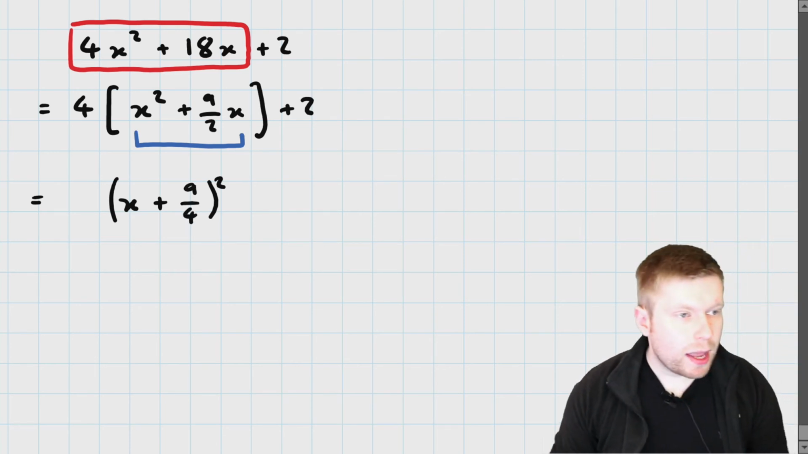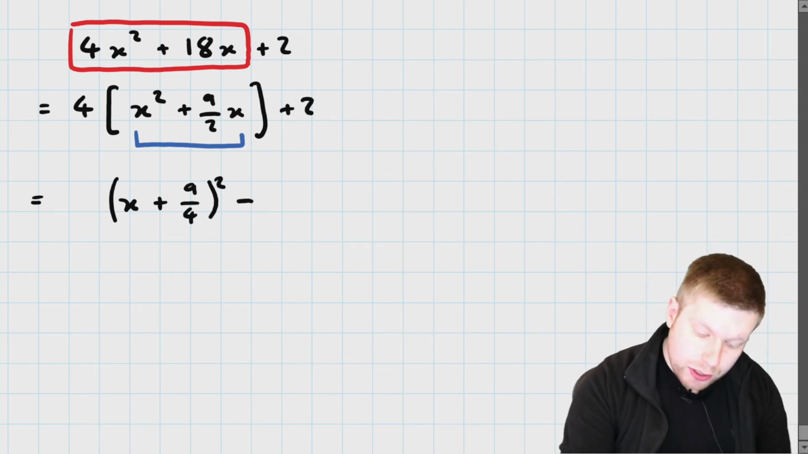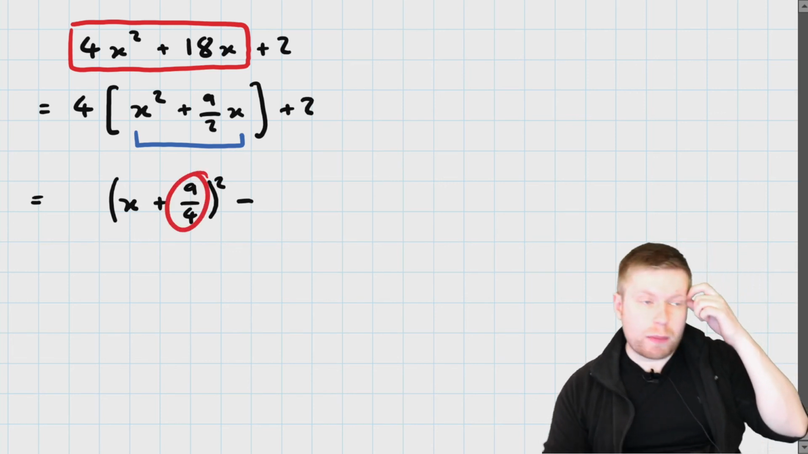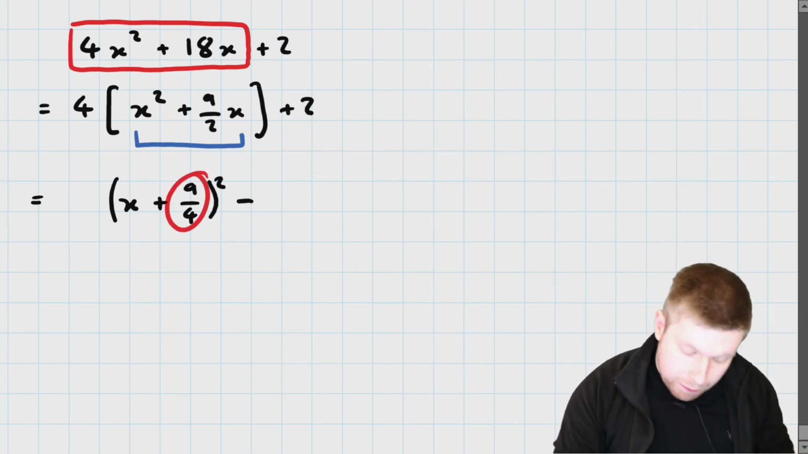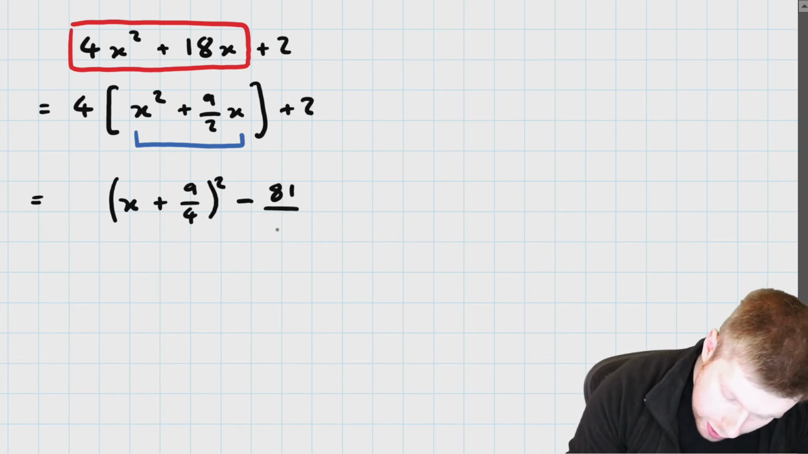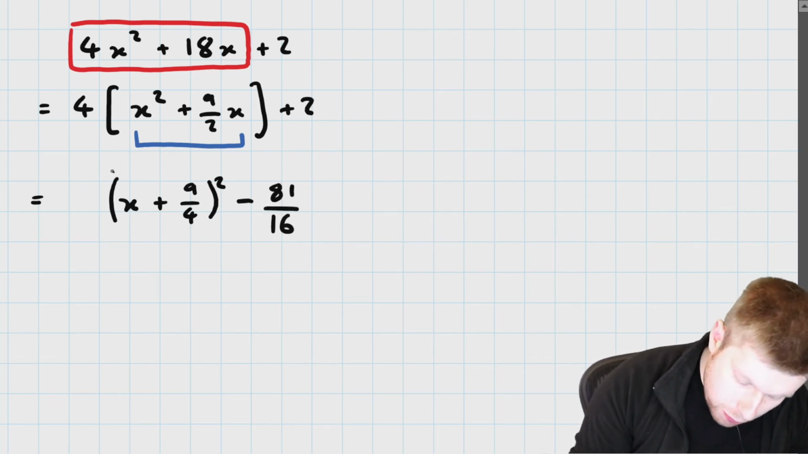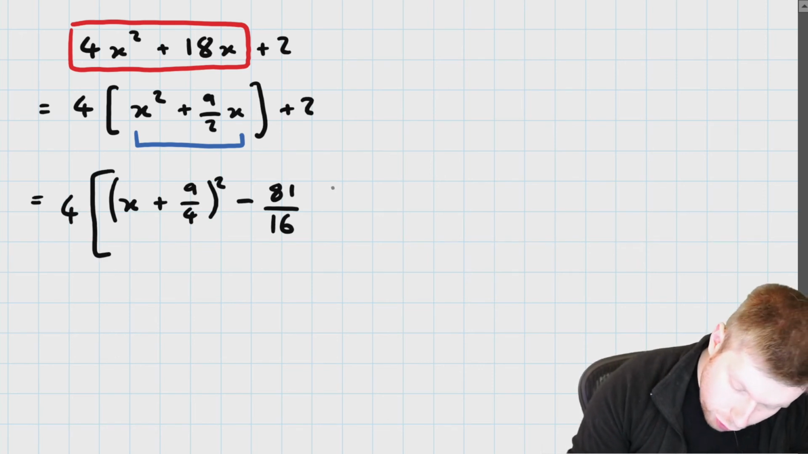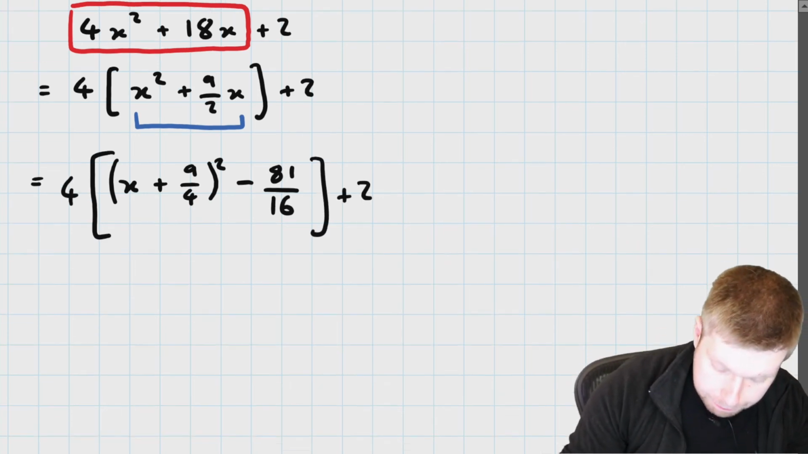So that goes there. Then I need to take away the square of whatever goes here. Remember, I've halved it, now I need to square it. So if I square this, I square the top to get 81, square the bottom to get 16. Then I just put everything else back in its place. So I put the 4 there, and I put the plus 2 there.